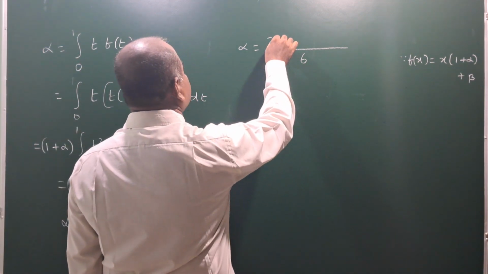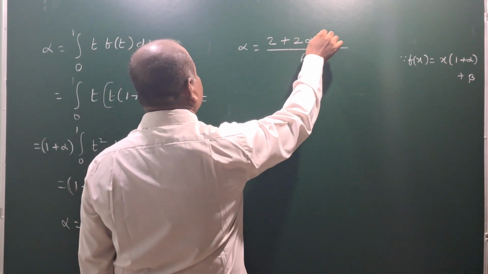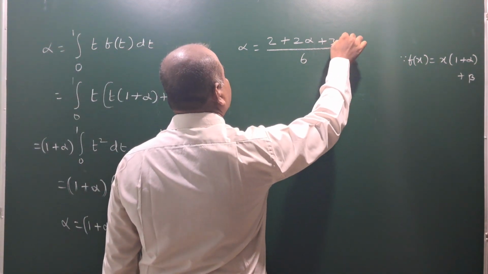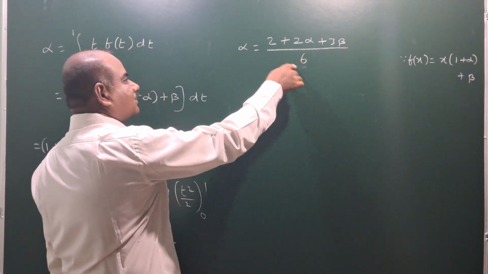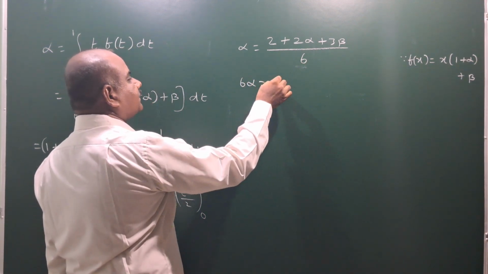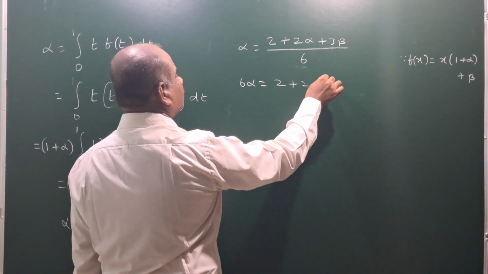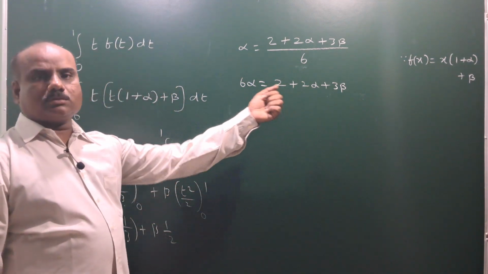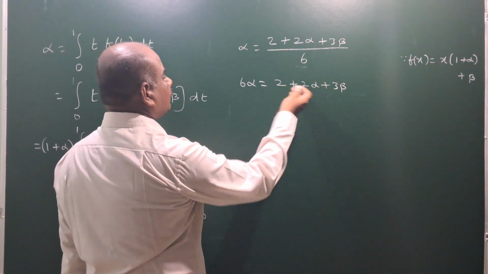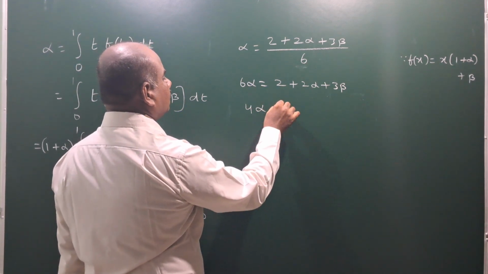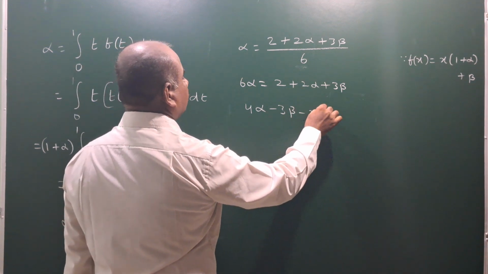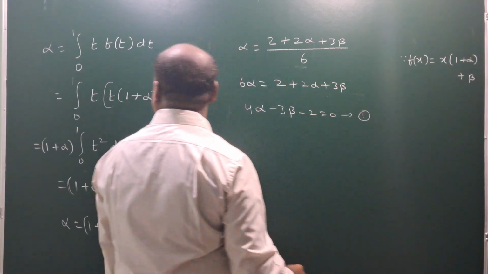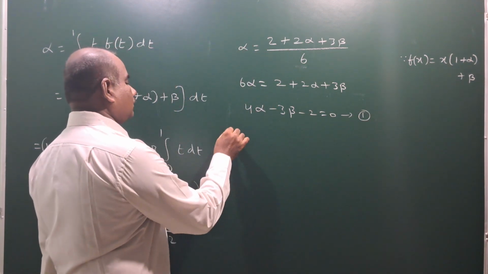So 2 into 1 plus alpha: 2 into 1 is 2, 2 into alpha is 2 alpha, and 3 into beta is 3 beta. So transposing 6 to the left side, 6 alpha is equal to 2 plus 2 alpha plus 3 beta. So transposing RHS to LHS, we get 6 alpha minus 2 alpha means 4 alpha minus 3 beta minus 2 is equal to 0. So let us say this is equation number 1, and next we take beta.